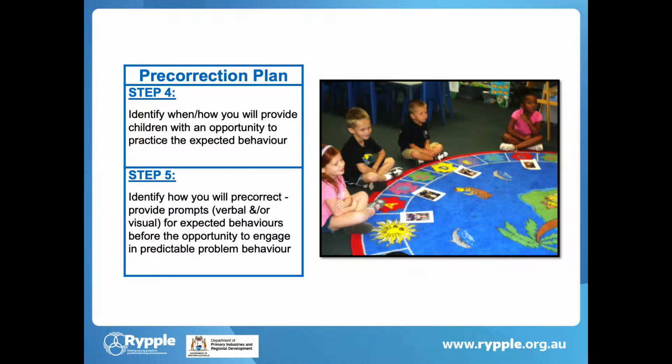Step 4, identify when or how you will provide children with the opportunity to practice the expected behaviour. Telling them isn't enough. We actually have to teach and practice and build fluency. The next training video will go into more detail around teaching behaviour. Step 5, identify how you will pre-correct or provide prompts, whether they be verbal, visual or physical, for those behaviours.